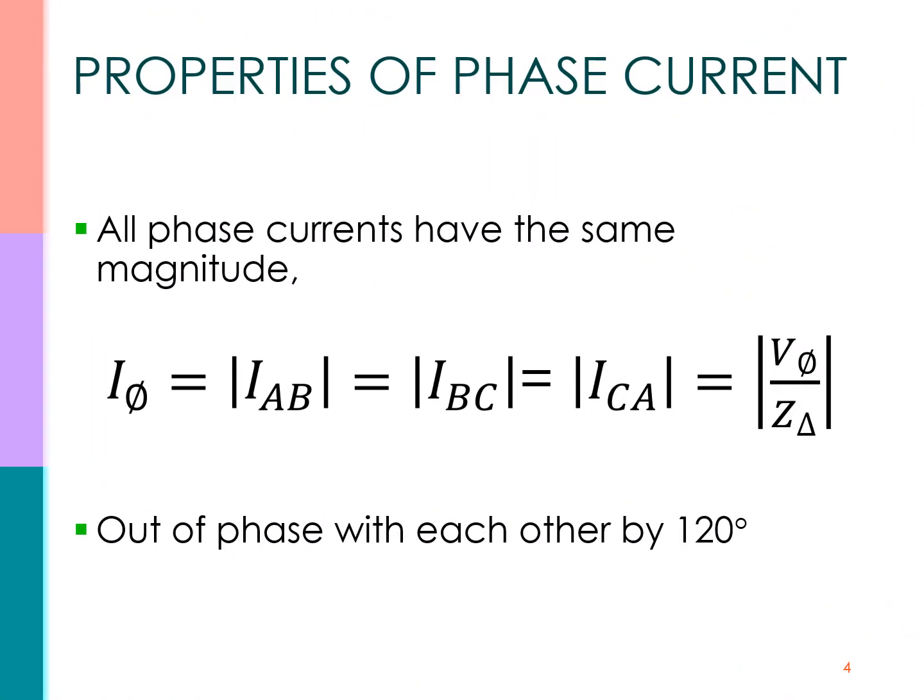For phase currents, all phase currents also have the same magnitude. If you have currents, we call them IAB, IBC, and ICA. All these phase currents have the same magnitude, but are also out of phase with each other by 120 degrees. So how do we calculate the phase current? The phase current is actually the phase voltage divided by the load.